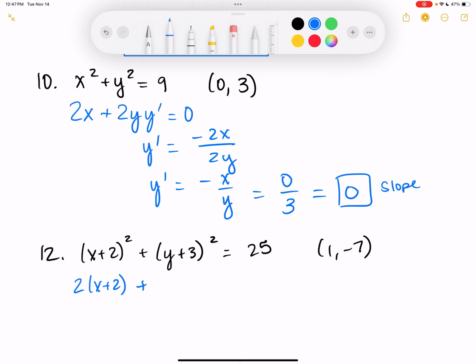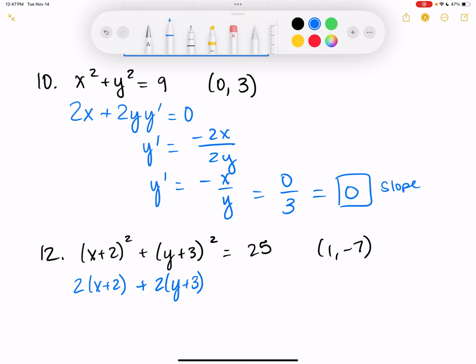Plus 2 times (y plus 3), plus, I mean times 1. Okay. I mean, no. What am I saying? And then, oh my God. You're not technically wrong. I just had a writing brain lapse.